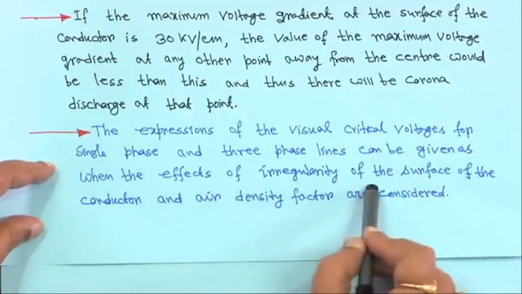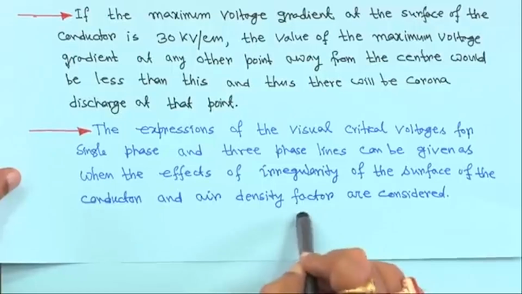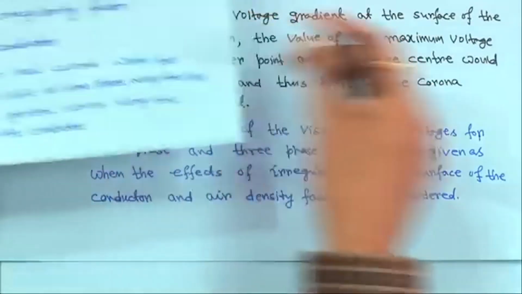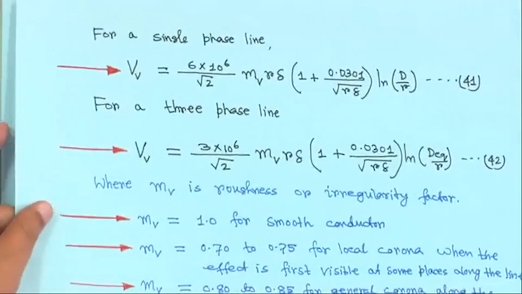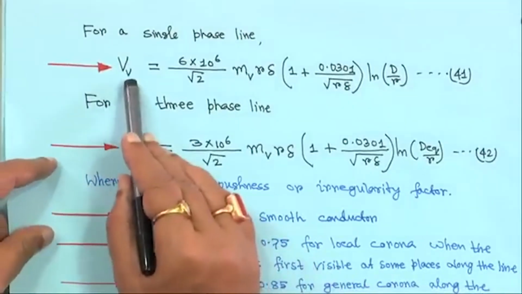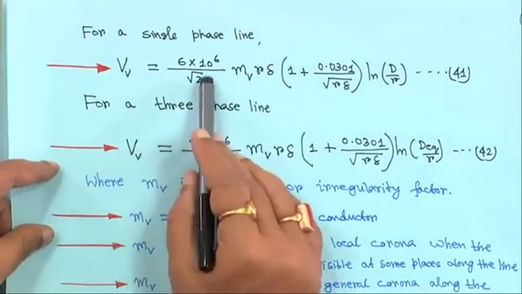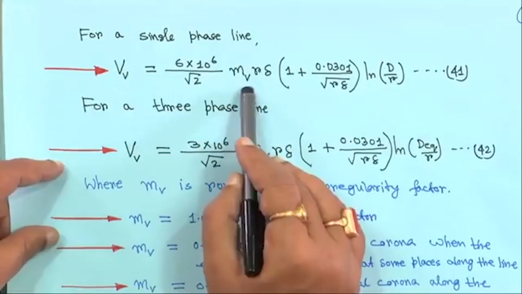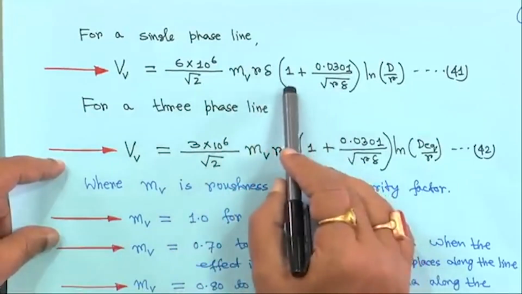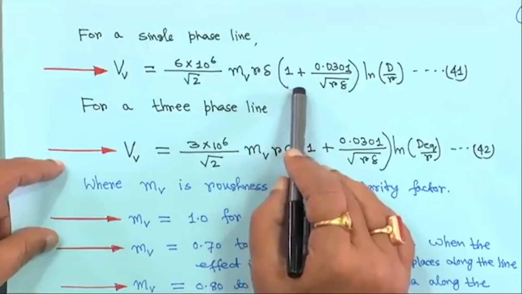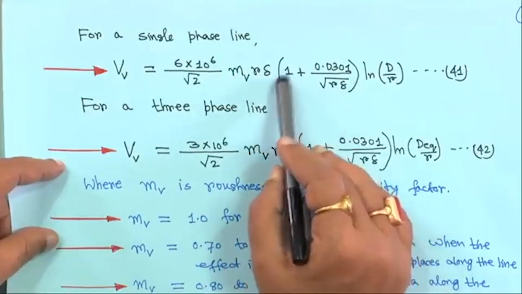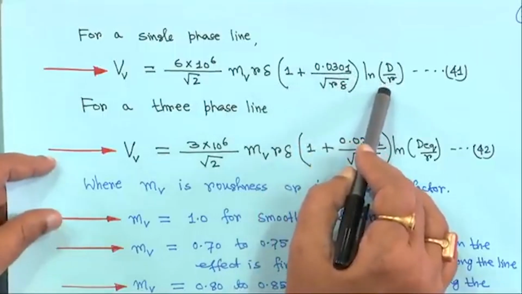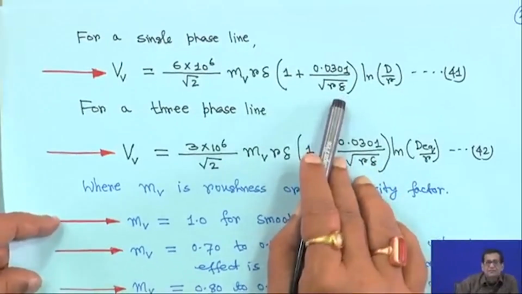This is when the effects of irregularity of the surface of the conductor and air density factor are considered. These are to some extent empirical formulas. That means, for a single phase line, the visual critical voltage is 6 into 10 to the power 6 upon root 3, then instead of m you use mV, another factor, then r delta in bracket, 1 plus 0.0301 over root of r delta, ln d upon r. This is an empirical formula actually.